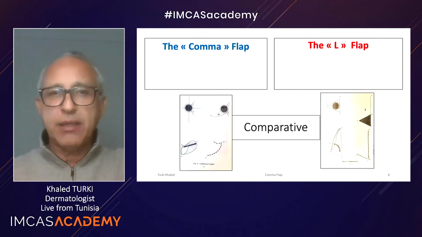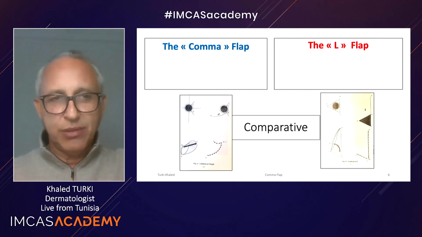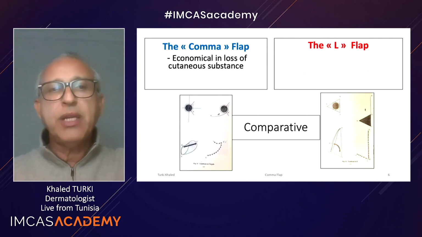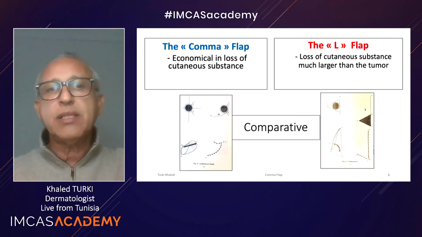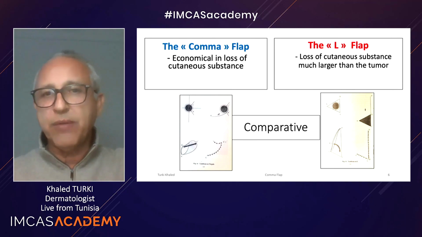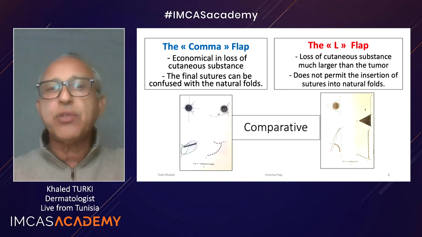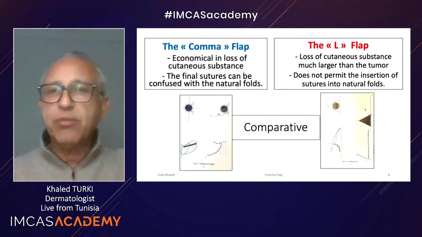If I compare the comma flap and the L flap, we say the comma flap is economical in loss of cutaneous substance. However, with the L flap the loss of cutaneous substance is much larger than the tumor, and the final suture cannot be confused with the natural fold, unlike with the comma flap.